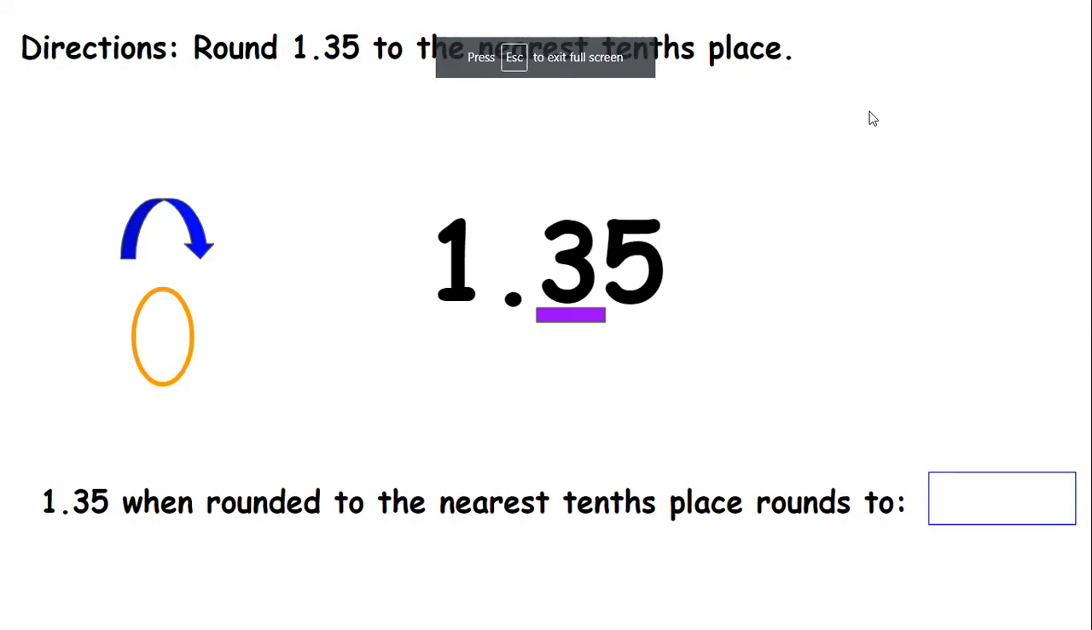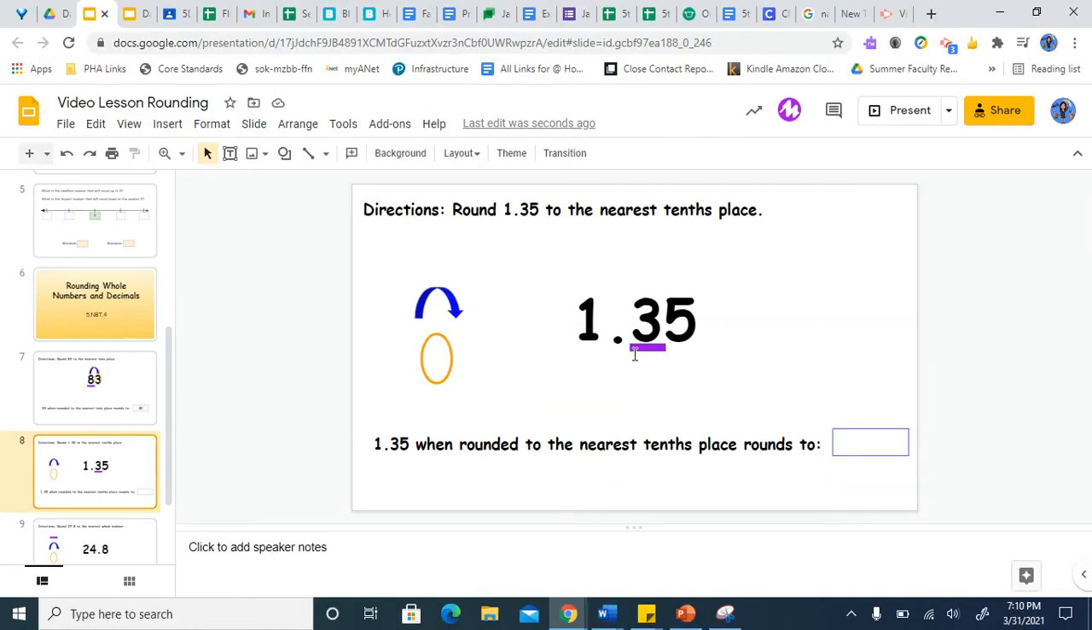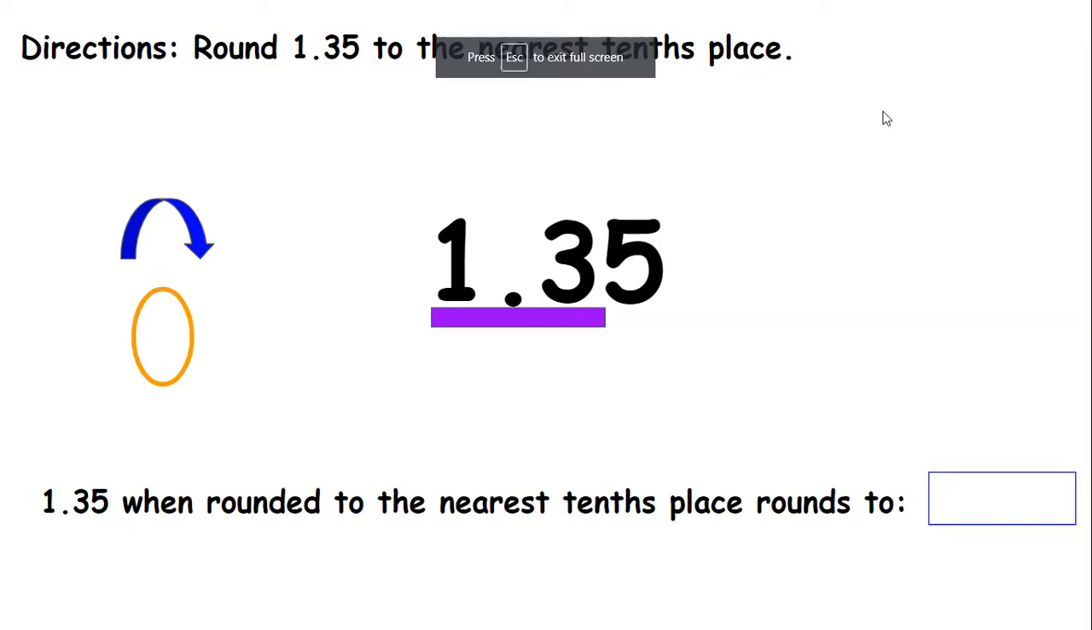Now, remember that in the number 1 and 35 hundredths, there isn't just 3 tenths, it's actually 13 tenths, because this 1 represents 10 tenths. So we have 10 tenths and then 3 more tenths. So in this entire number, we actually have 13 tenths. So I'm going to actually underline the number 13 tenths. Our number is either going to round down to 13 tenths or up to 14 tenths.